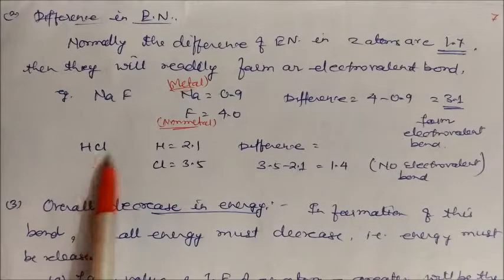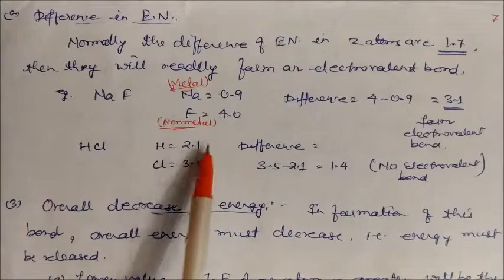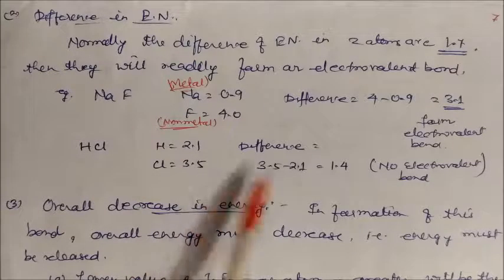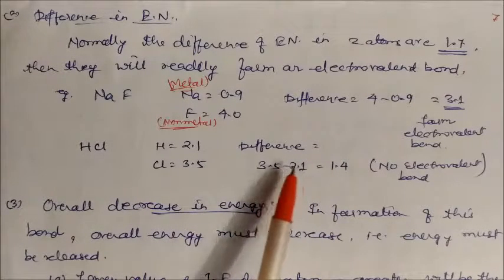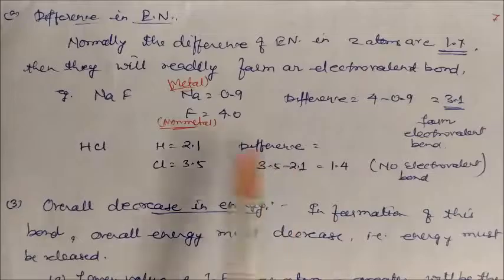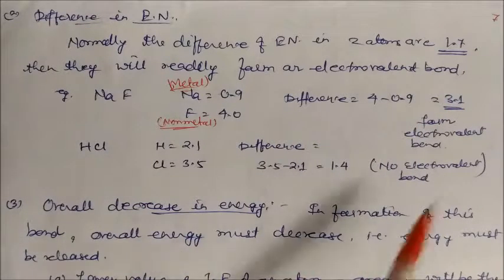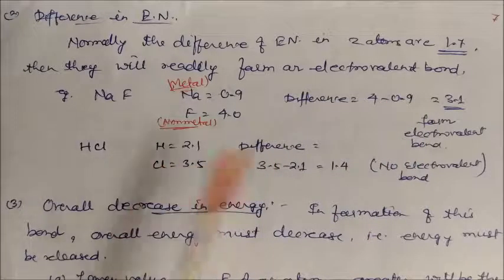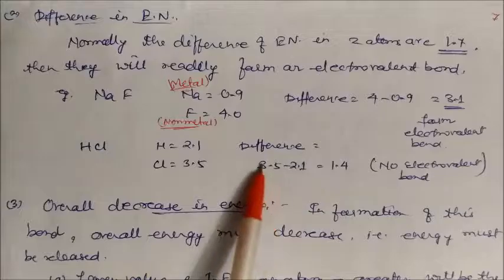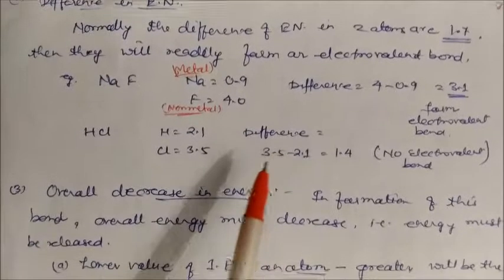If you take the example of HCl, the electronegativity of hydrogen is 2.1 while that of Cl is 3.5. So the difference is 3.5 minus 2.1, which is 1.4. So this will not form an electrovalent bond, because it is less than 1.7. This is one criterion to understand what type of compound can form, whether they can make covalent or electrovalent compounds.